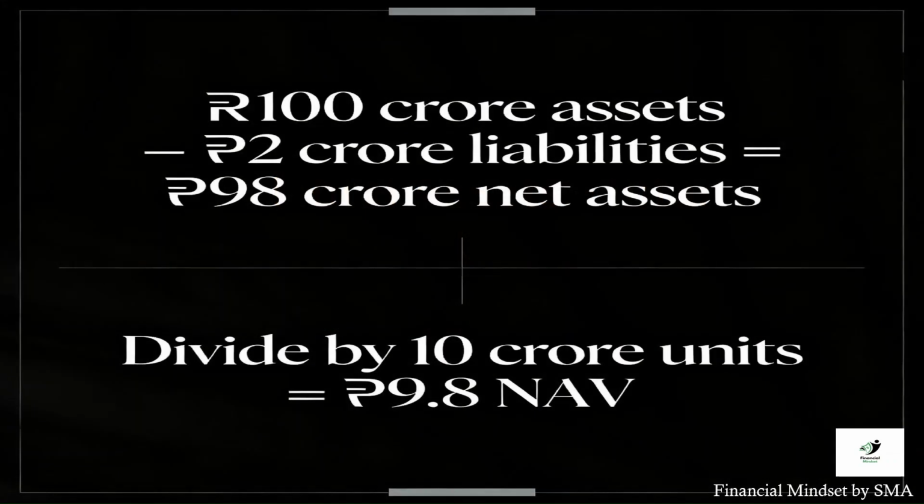Suppose a fund has 100 crore rupees worth of assets and 2 crores in liabilities. Net assets will be equal to 98 crore rupees. Now suppose the fund has issued 10 crore units to the investors. So to get the NAV, we will divide 98 crores by 10 crore. So the NAV will be 9.8 rupees per unit.